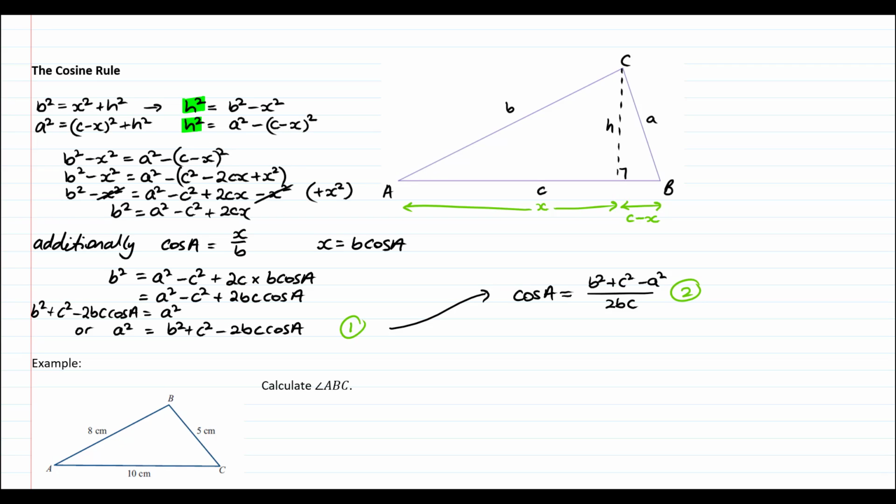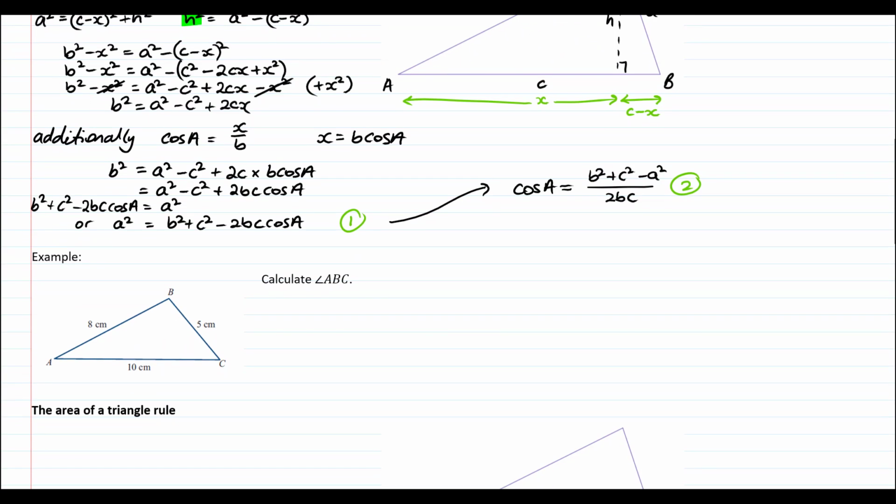So let's have a look at a quick example here. Calculate angle ABC. Angle ABC, of course, is the angle centered at B here. So we'll be using that 10 centimeters as our opposite side, which is the standout value here, the one that's a little bit different to the others, and the included angles work differently.